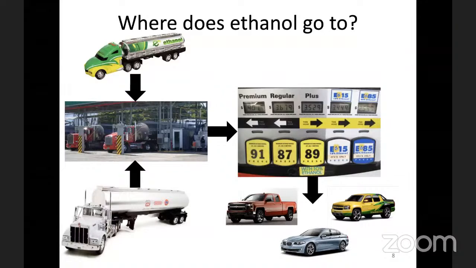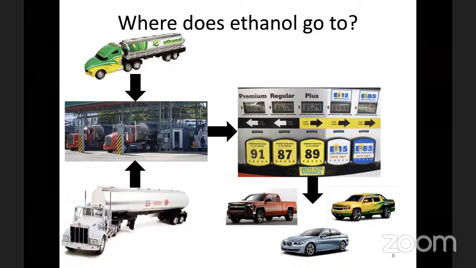So what you see in this picture is 91, 87, and 89, which are the three different types of octane numbers that are available in the United States. And you have another couple of options. These last two options are not available everywhere, but the first three options are available almost everywhere.